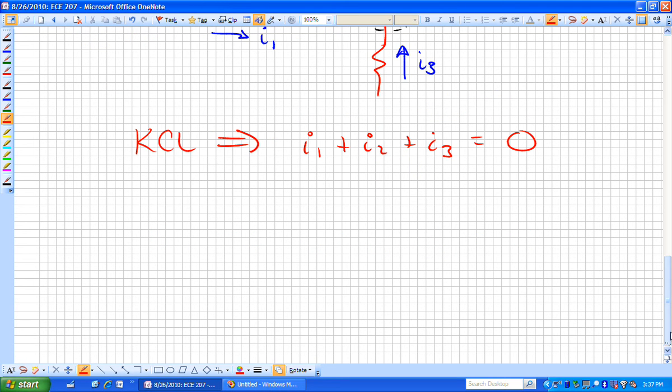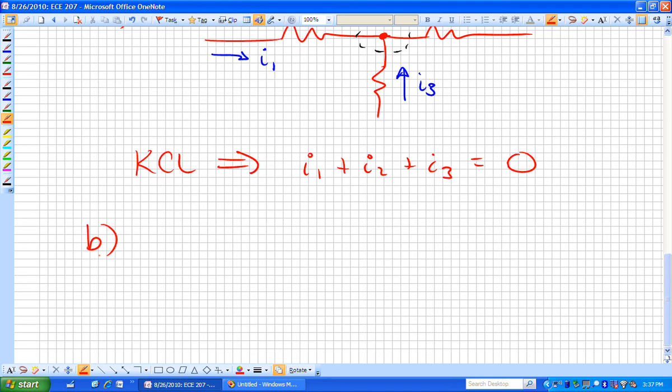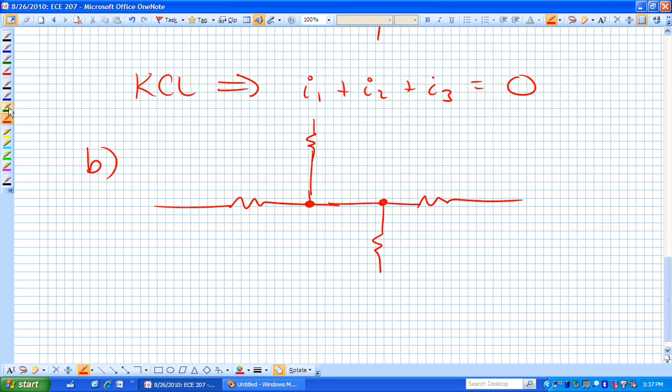Another example. How many nodes do I have in that particular schematic?